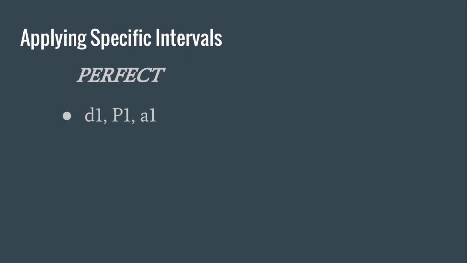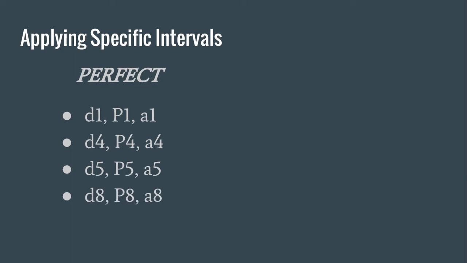The perfect intervals, we can have a diminished first, a perfect first, or an augmented first. What was the other type of interval that fell into the perfect group? We had fourths, diminished fourth, perfect fourth, augmented fourth. And then fifths, you could have a diminished fifth, a perfect fifth, an augmented fifth. And then finally, the last interval in that group was the eighth or the octave, a diminished eighth, a perfect eighth, or an augmented eighth.